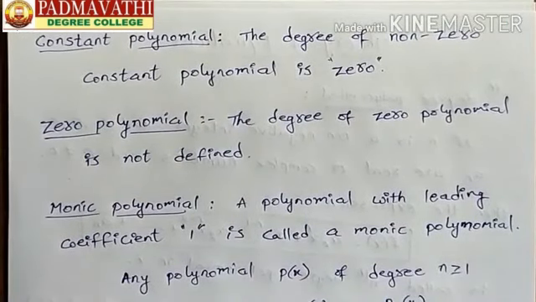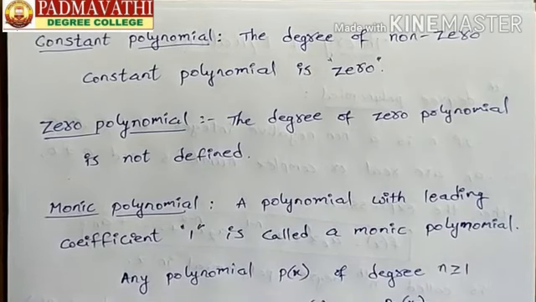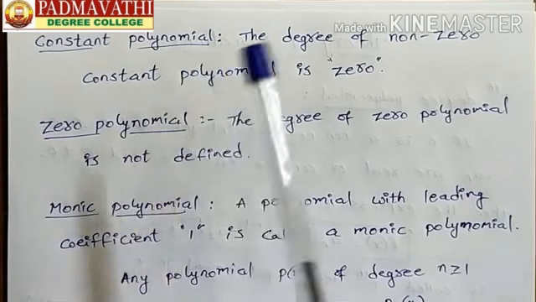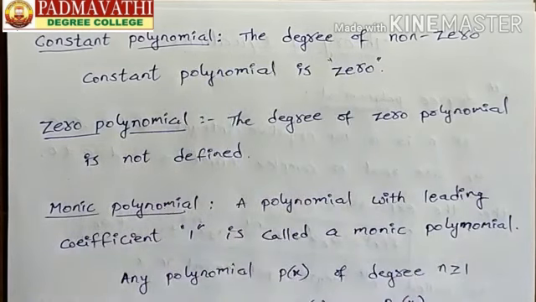Next, the constant polynomial. Previously we had discussed linear polynomial, quadratic polynomial, biquadratic polynomial, like this. Linear means degree 1, quadratic means degree 2, cubic means degree 3, biquadratic means degree 4, and it extends like this. Now the constant polynomial is also one type of polynomial. Here the degree of a non-zero constant polynomial is 0.